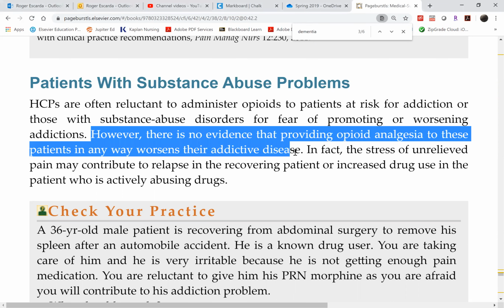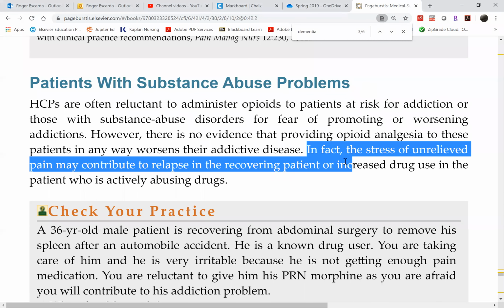Look at this. Really no evidence providing opioids to these patients makes their addiction worse. And what does the next statement say? In fact, the stress of unrelieved pain contributes to relapse in these patients.